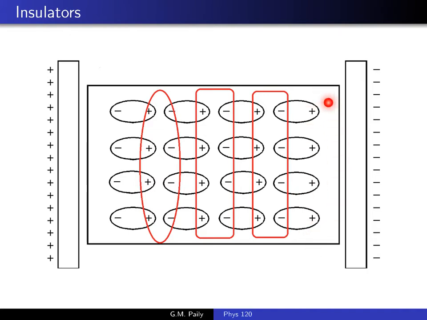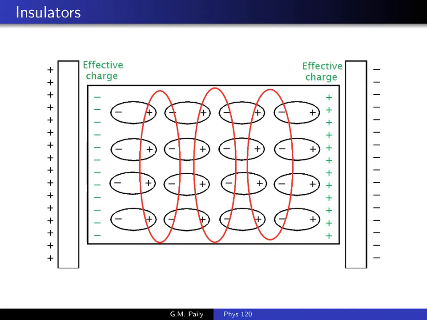But if we look here, we see that there is positive charge, but no negative charge to neutralize it. At least none within the insulating block. And so what we see is that this insulating block, after becoming polarized, has an effective positive charge on one end and an effective negative charge on the other end. This is similar to what happened with the metal.